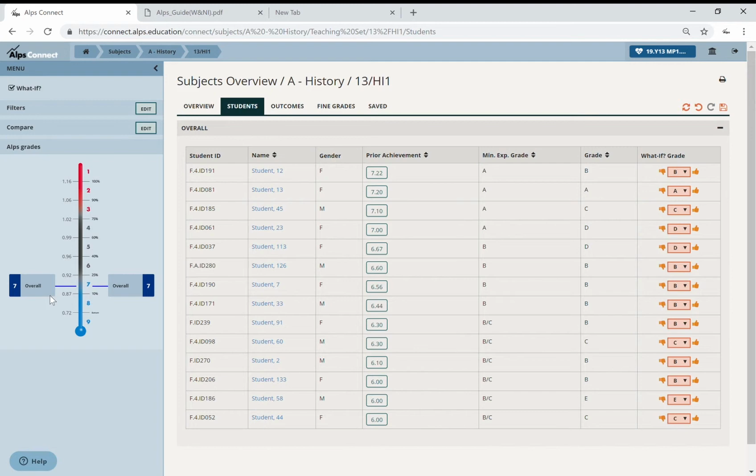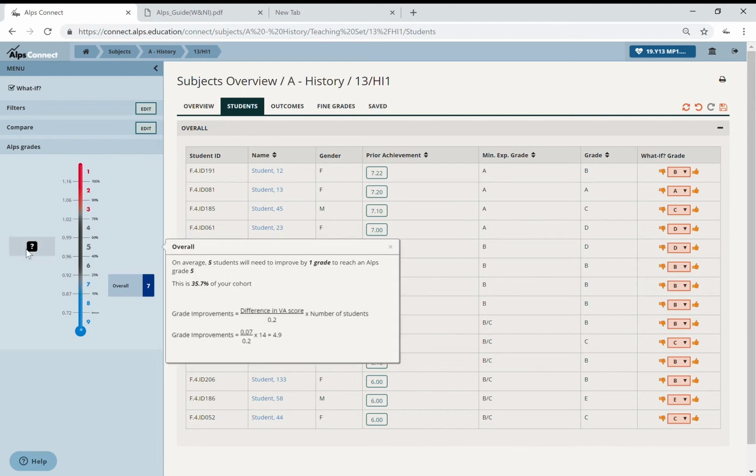How do I move my class from a grade 7 up the thermometer? And I do that by clicking on that lozenge there and dragging. Now can you see it dragging it up the thermometer? I'm going to be realistic. I'm going to drop it on a 5. So just let it go on the 5. It tells me 5 students need to improve by a grade. So that's what the task is for me.